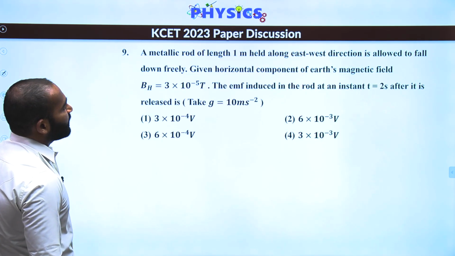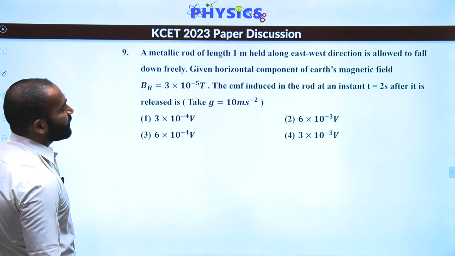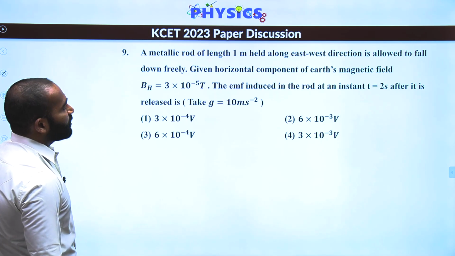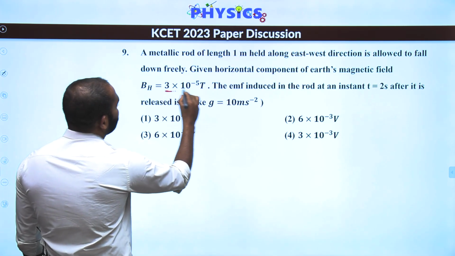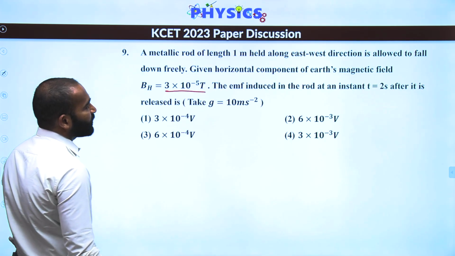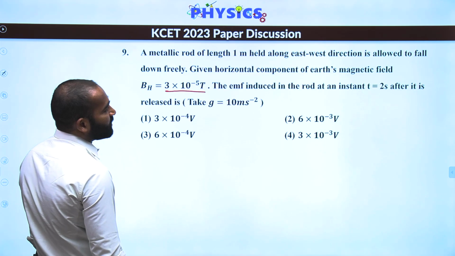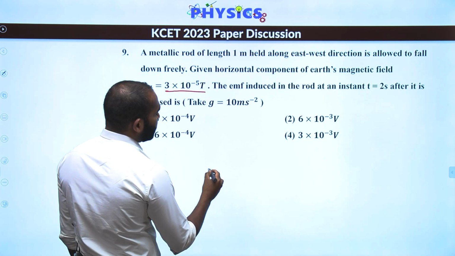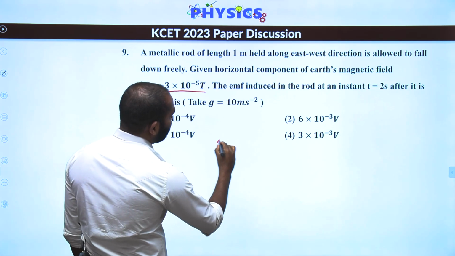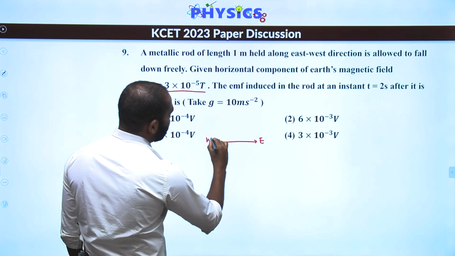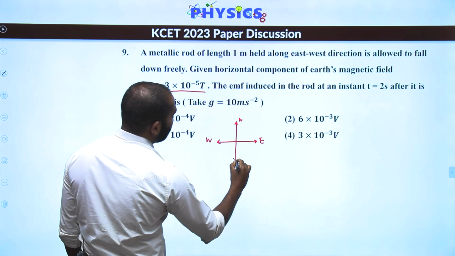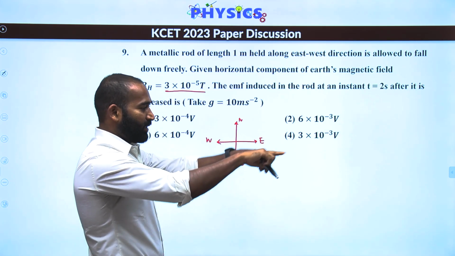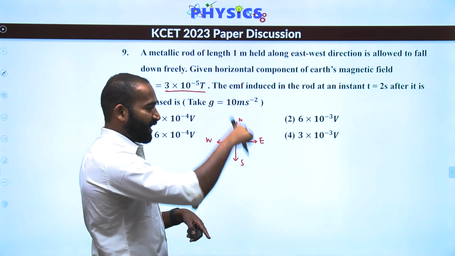Next, a metallic rod of length 1 meter held along east-west direction is allowed to fall down freely. Given the horizontal component of Earth's magnetic field is 3 into 10 to the power of minus 5 Tesla, the EMF induced in the rod at an instant 2 seconds after it is released is? So here you need to understand that if you take this as east and this as west, and this as north and south, this plane of east, west, north, south is perpendicular to the gravity.